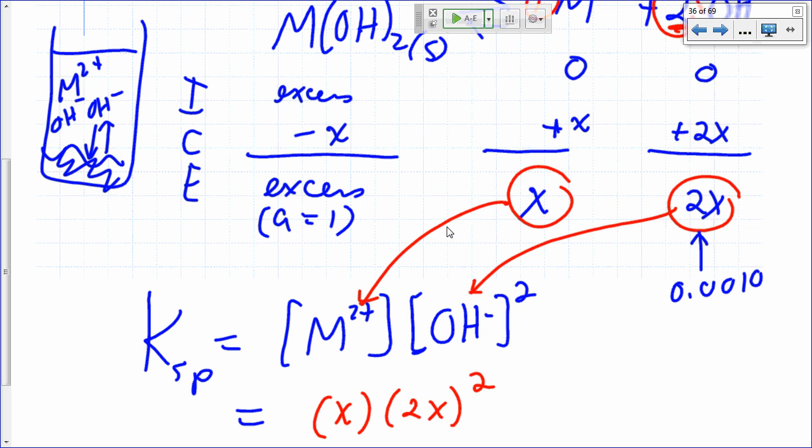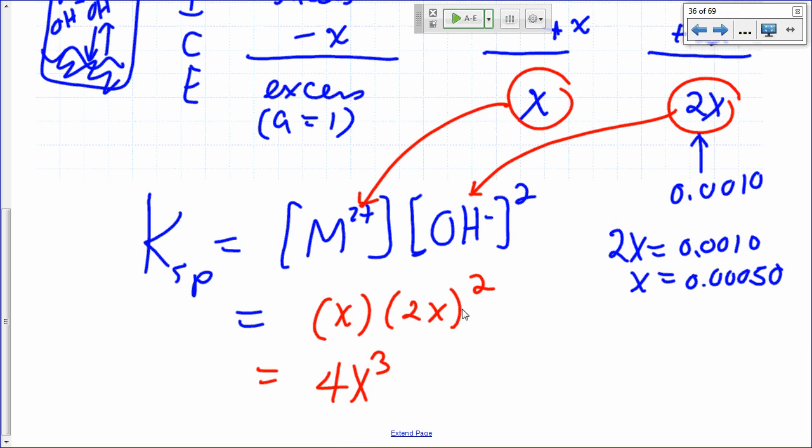Divide by 2. So if 2X is 0.0010, X would be 0.0005. 0.268, right? So you just plug that in. You say that's equal to 4 times 0.0005 cubed.